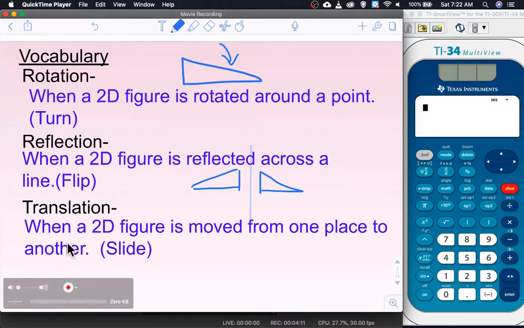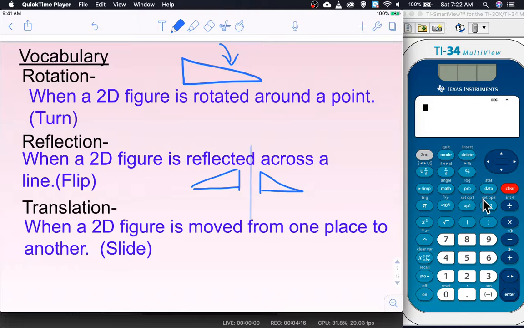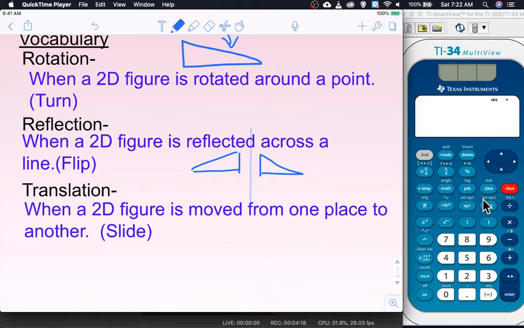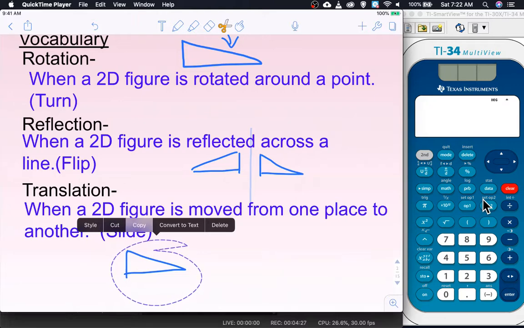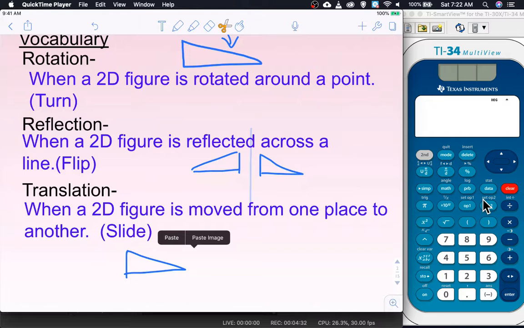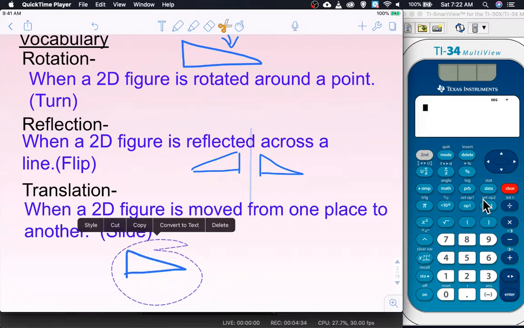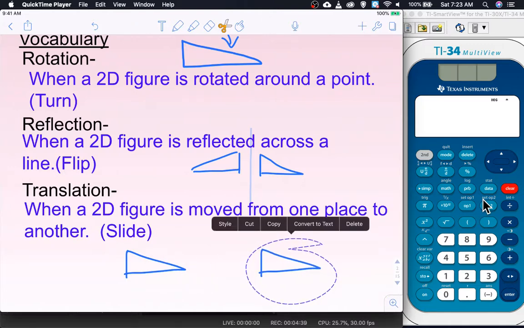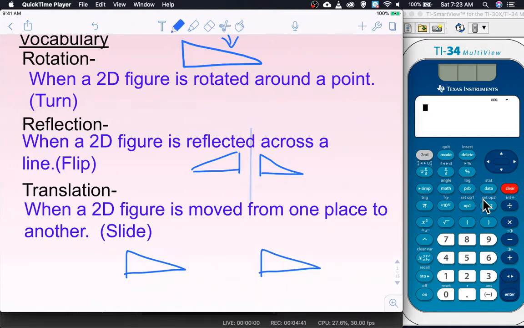A translation is when a 2D figure is moved from one place to another, sometimes called a slide. If I take that same right triangle, I want to make it a little bit longer. Copy. Paste. There we go. So now I'm just going to move it. That is a translation. I've just moved it.